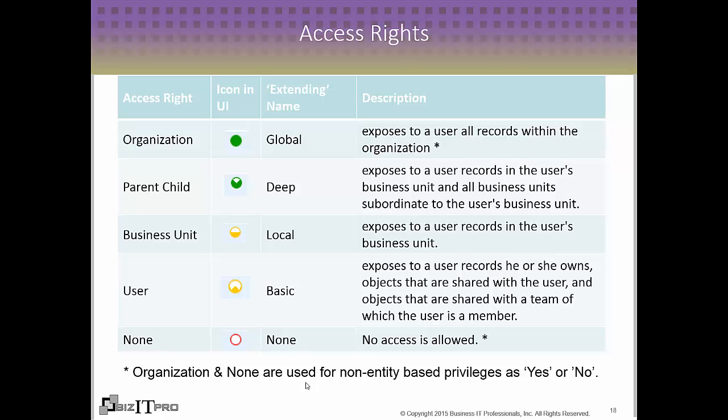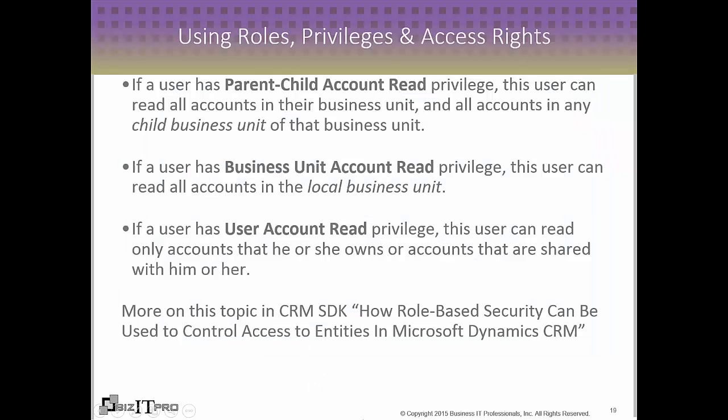Now, while all of these are used for entity-based privileges, they don't really make sense for non-entity related privileges, such as mail merge or export to Excel. So typically in those situations, you'll only use none or organization, or yes or no. Using roles, privileges, and access rights. If a user has parent-child account read privilege, this user can read all the accounts in their business unit and all the accounts in any child business unit of the business unit that they reside in.